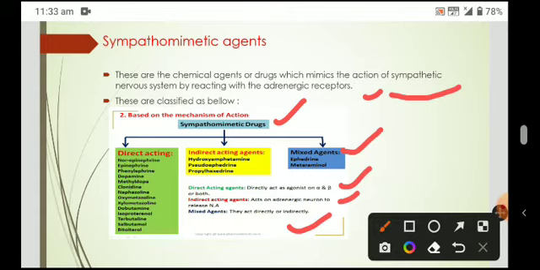So the list of drugs is given here under the direct acting, indirect acting, and mixed acting. First, the direct acting drugs consist of norepinephrine, epinephrine, phenylephrine, dopamine, methyldopa, clonidine, naphazoline, oxymetazoline, dobutamine, isoproterenol, terbutaline, salbutamol, and bitolterol. Apart from this list of drugs, we will complete the main ones as per the exam point of view.